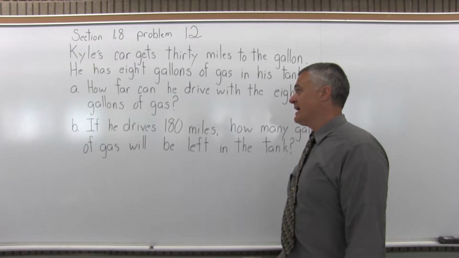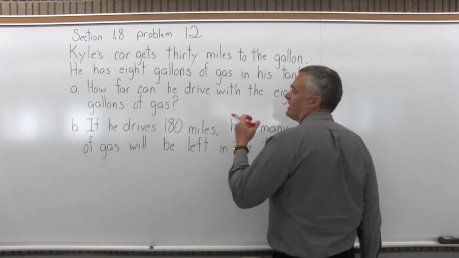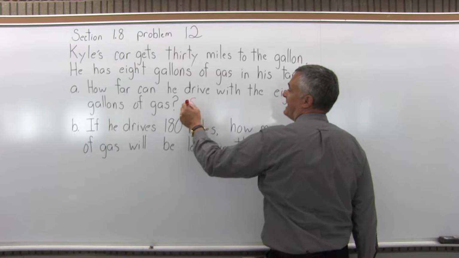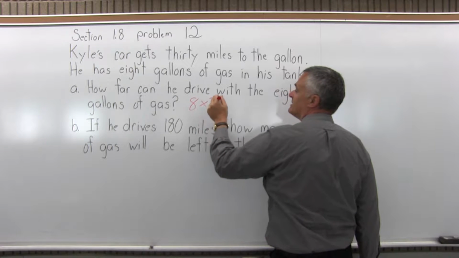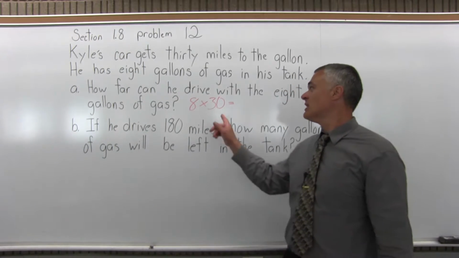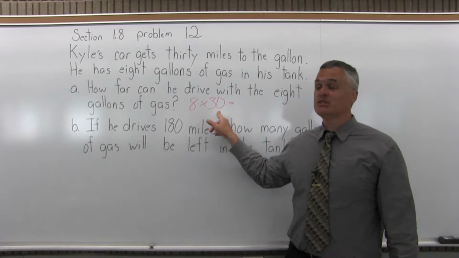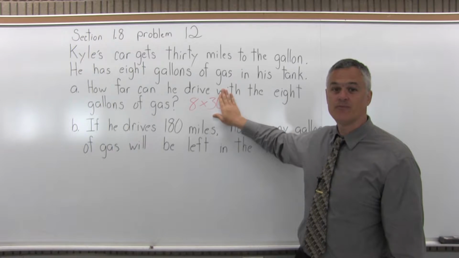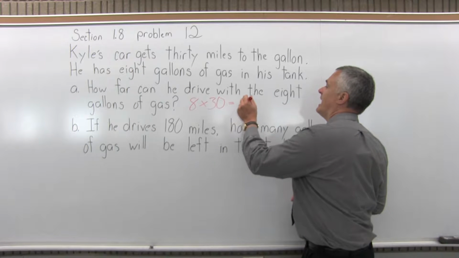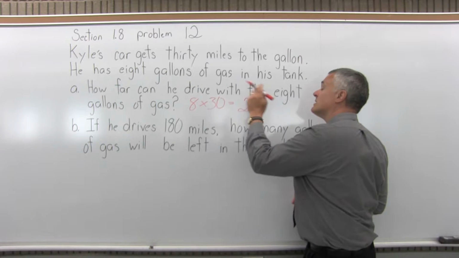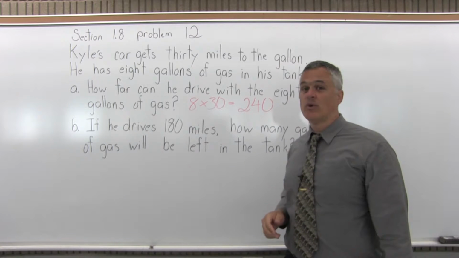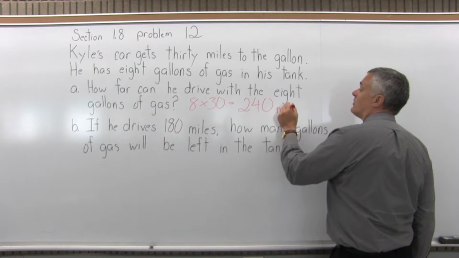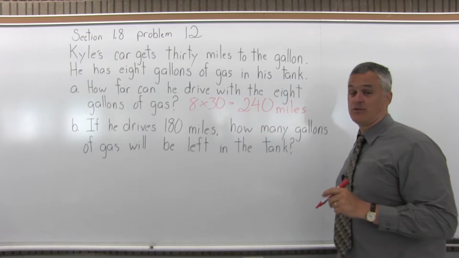So first, part A. So how far can he go with 8 gallons of gas? Well, every gallon will take him 30 miles. So 8 gallons times 30 miles. Now to multiply this, I have a fairly large value with the 30, but since one of the digits is a 0, I can just ignore it for a little while and multiply 8 times 3. 8 times 3 is 24, and now there was a 0 that I ignored, so now I'll put the 0 back, and 24 with a 0 on the end is 240. So with 8 gallons of gas, he will be able to drive 240 miles at 30 miles to the gallon.